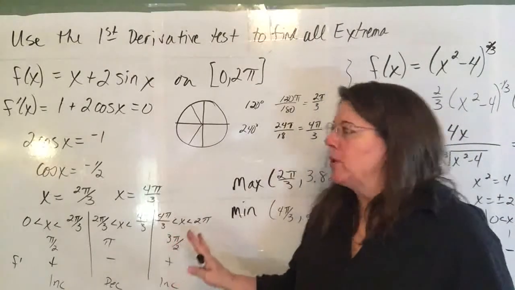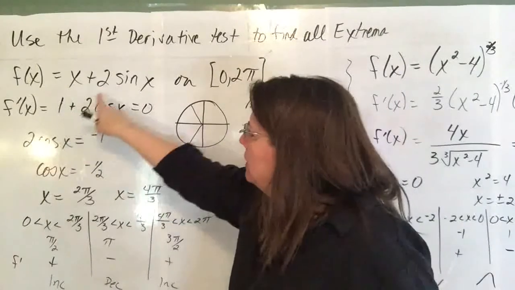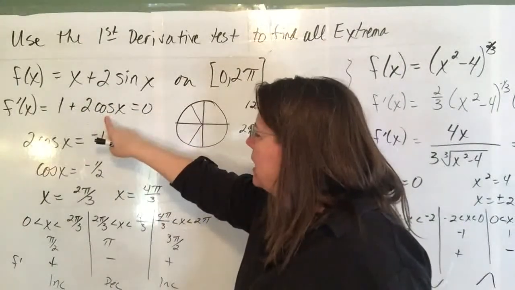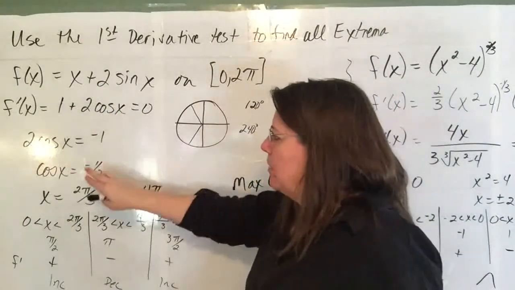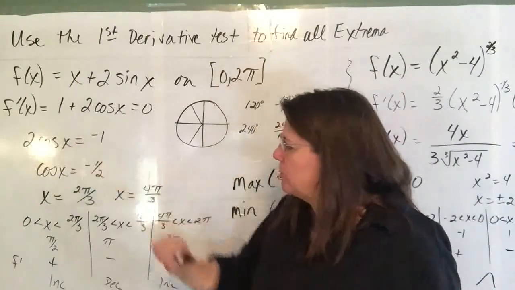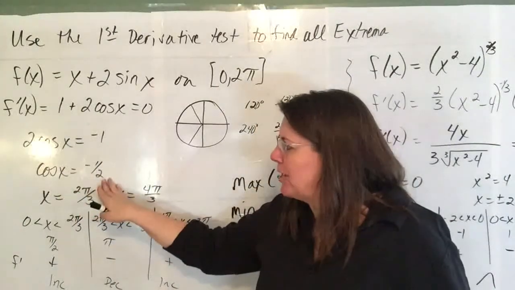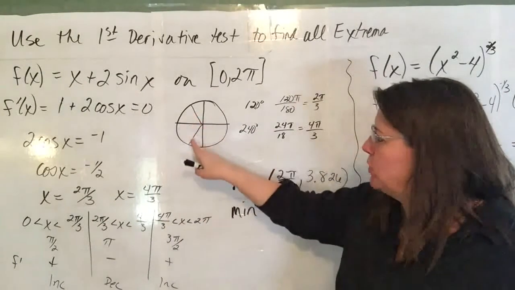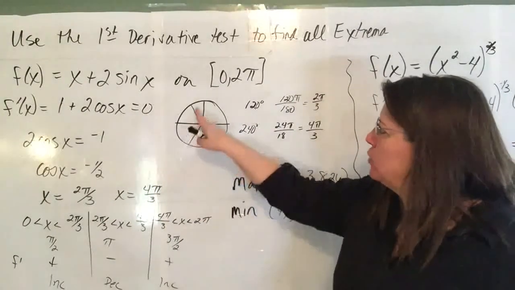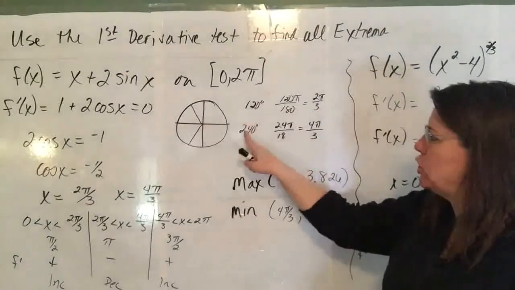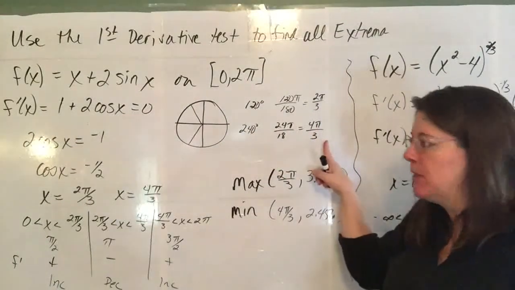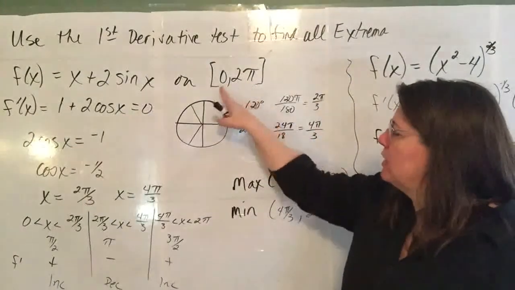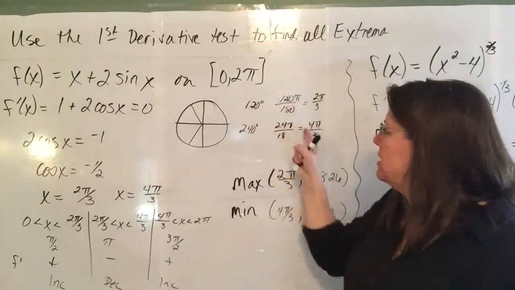So for the first one, the derivative of x is 1, and of 2 sine x is 2 cosine x. I set it equal to 0. That function, 2 cosine x equals -1, so cosine x equals -1/2 at 2 places, at 120 degrees and at 240 degrees. 120 degrees is 2 pi over 3, 240 degrees is 4 pi over 3.